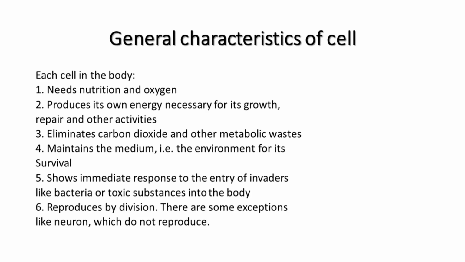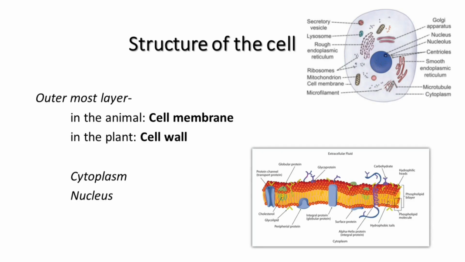Needs nutrition and oxygen. Produces its own energy necessary for its growth, repair, and other activities. Eliminates carbon dioxide and other metabolic wastes. Maintains the medium, the environment, for its survival. Shows immediate response to the entry of invaders like bacteria or toxic substances into the body. Reproduces by division. There are some exceptions like neurons, which do not reproduce.